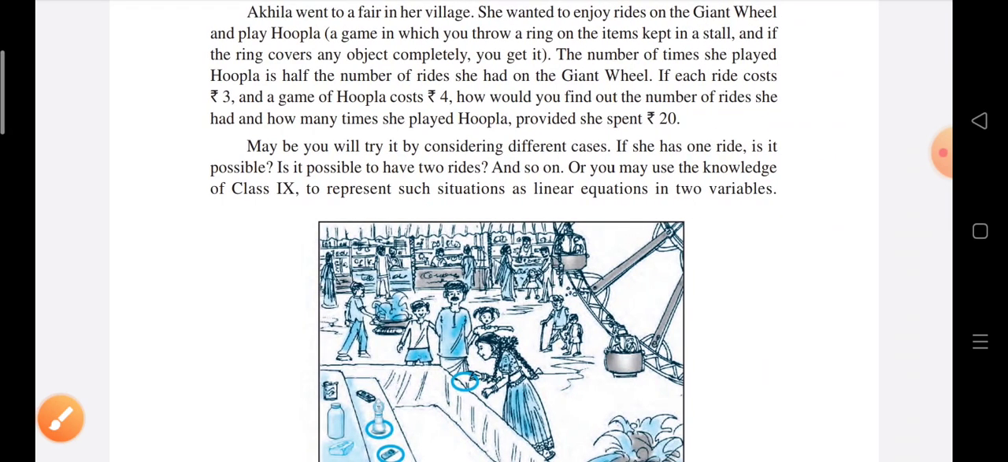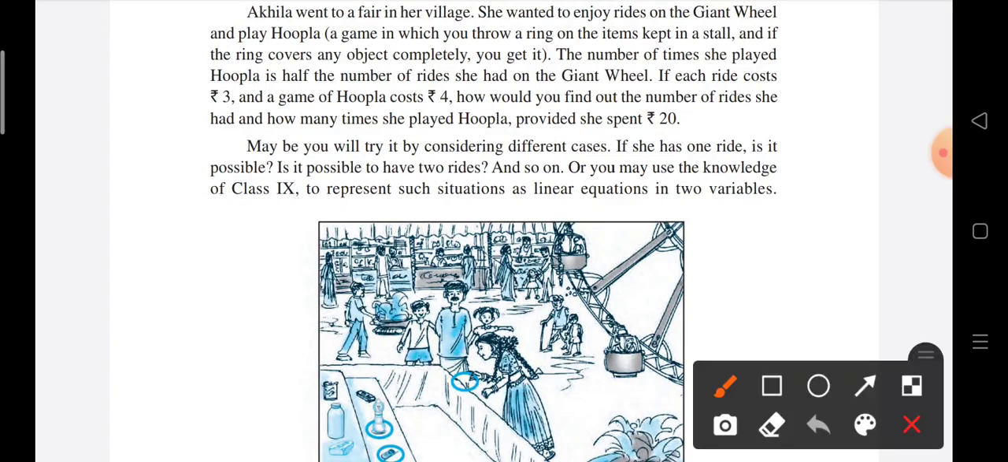So let us consider an example of Akhila. She went to a fair in a village. She wanted to enjoy a ride on the giant wheel and play hopla.